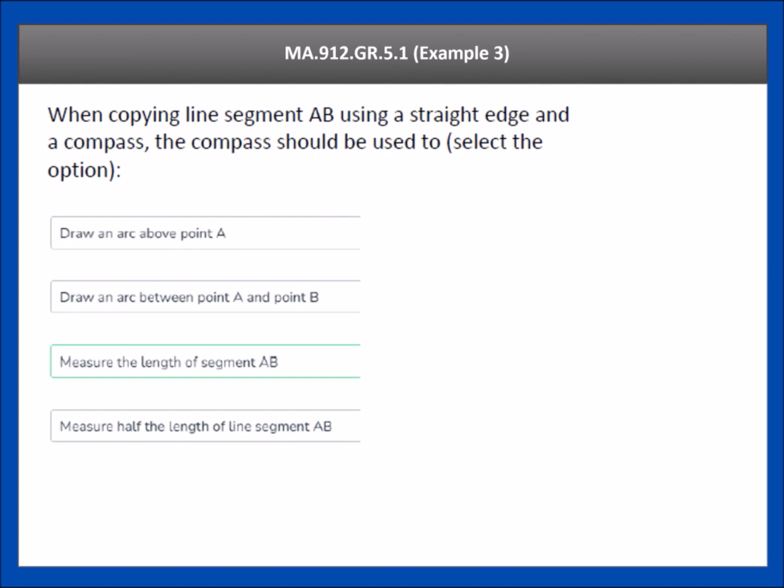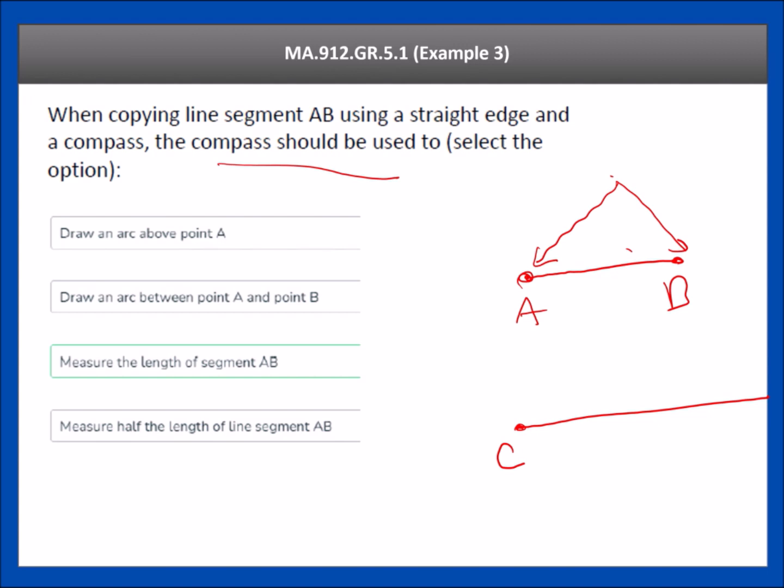All right, so here, example 3: when copying a line segment AB using a straight edge and a compass, the compass should be used to do what? Remember, if you're trying to copy a line segment, let's say line segment AB, the first step is you draw a line with a straight edge, right? And let's just call this C. And then with the compass, you're going to measure the distance from A to B. And then once you have that measurement, you can copy that measurement onto here, make a mark, and that's how you know where your line ends, and you can measure the exact length. So the arc should be used to measure the length of AB.